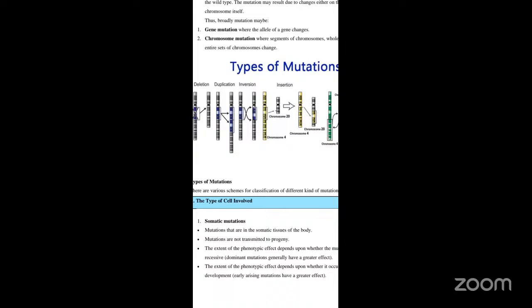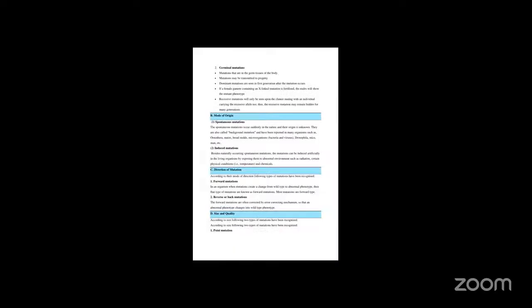Now, what is a somatic mutation? It is nothing but the mutation which is observed in the somatic tissues of the body. They are not transmitted to the progeny. And here the extent of the phenotypic effect because of this mutation depends on whether the mutation is recessive, and also on whether it occurs early or during late development. So that is the somatic mutation.